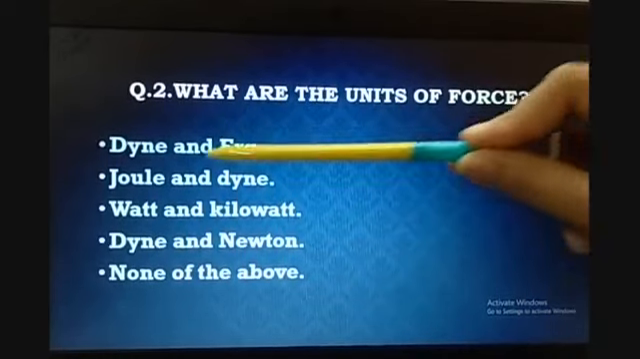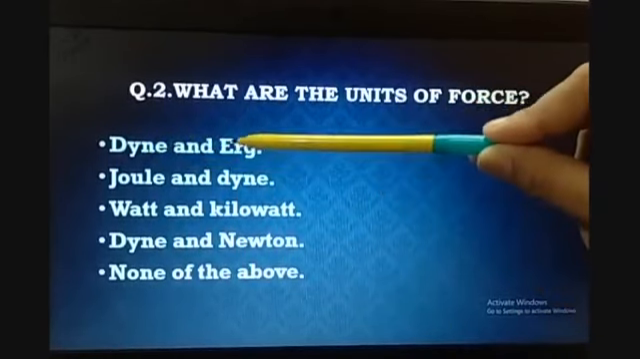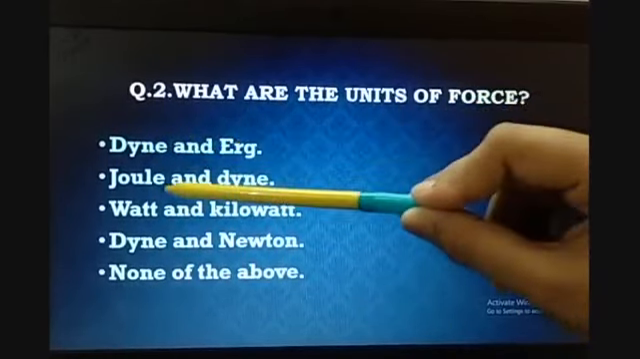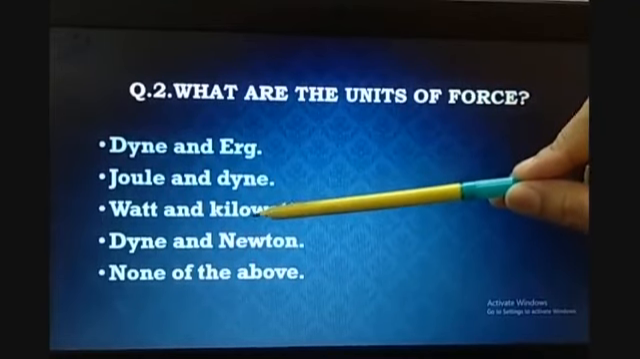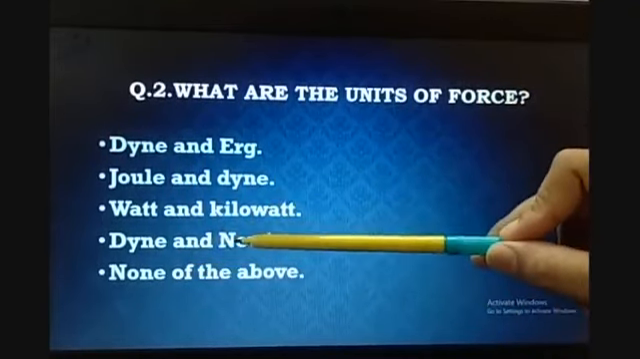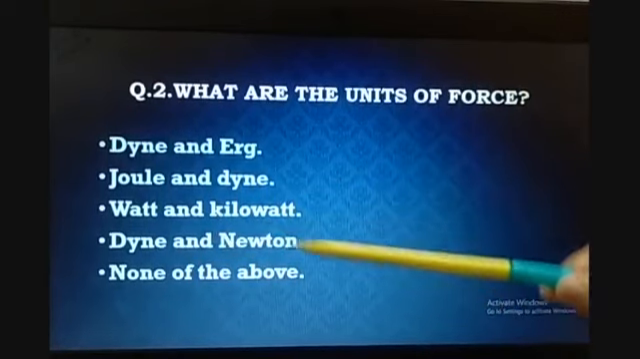Dyne and erg. Although dyne is related to force but erg is not. Next, joule and dyne. Dyne is related but joule is not. Watt and kilowatt are the units of power and not the force. Dyne and Newton.